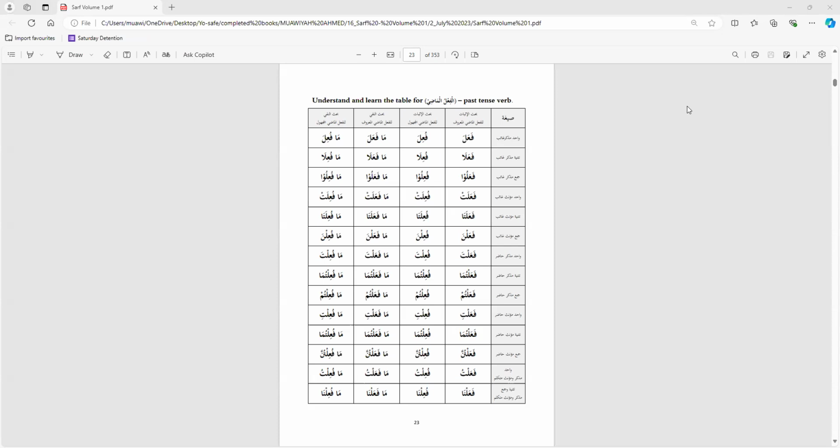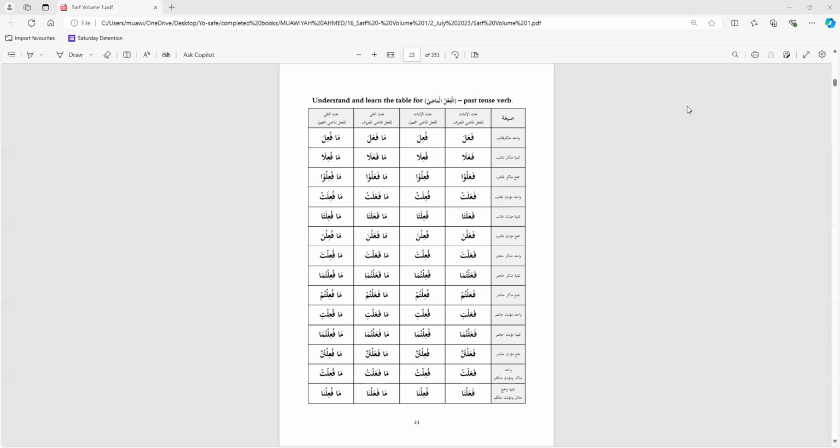Yahya, if you can quickly do the third and fourth column. فعل فعل فعلوا فعلت فعلتا فعلنا فعلت فعلتما فعلتم فعلتي فعلتما فعلتن فعلتو فعلنا, and add ma to the beginning of all of them. Very good, mashallah. So this was what we call the basic.